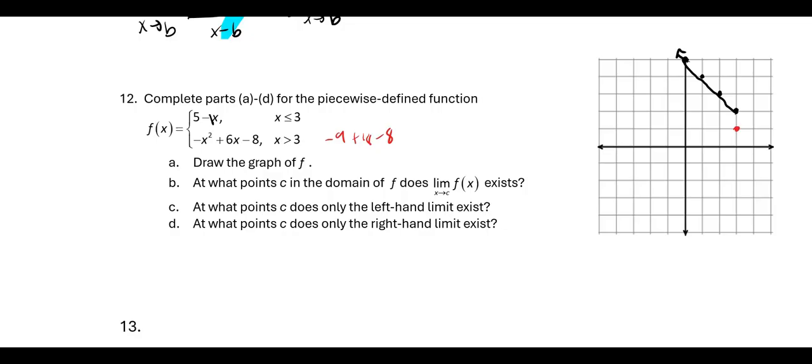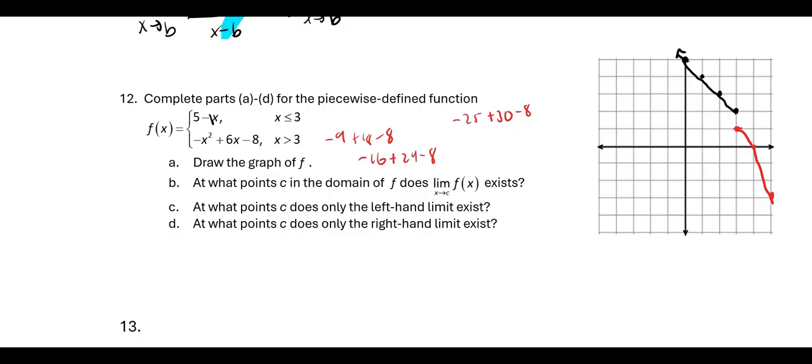Then we go to the next. So we've got 4: negative 16 plus 24 minus 8. Negative 24... oh, that's 0. So 4, 0. And then 5: negative 25 plus 30 minus 8. Now we're getting to the negative values, because that's negative 33 plus 30, which is negative 3. So we're right here, and it just goes like this. That's all we need to know.